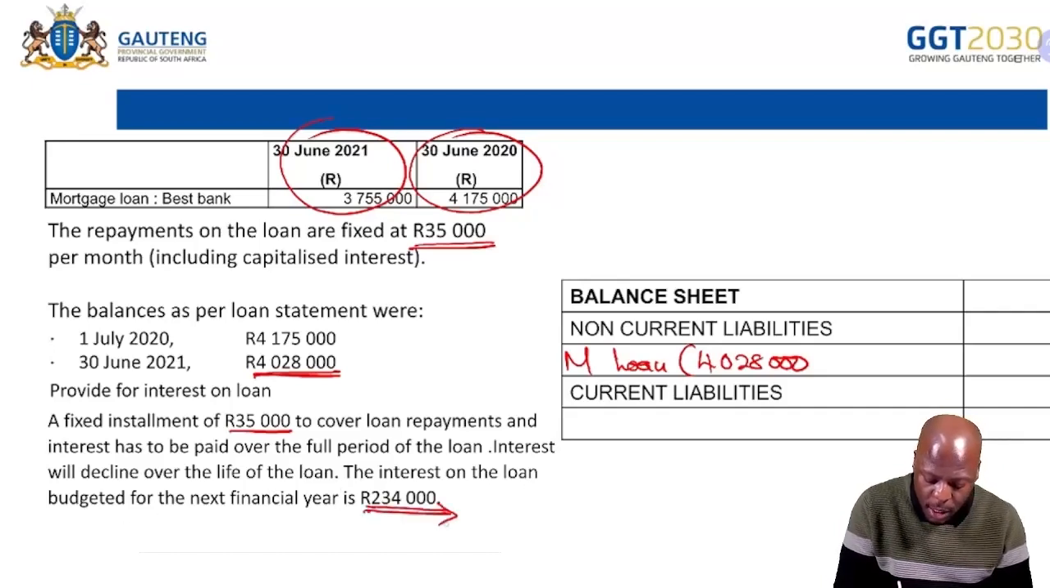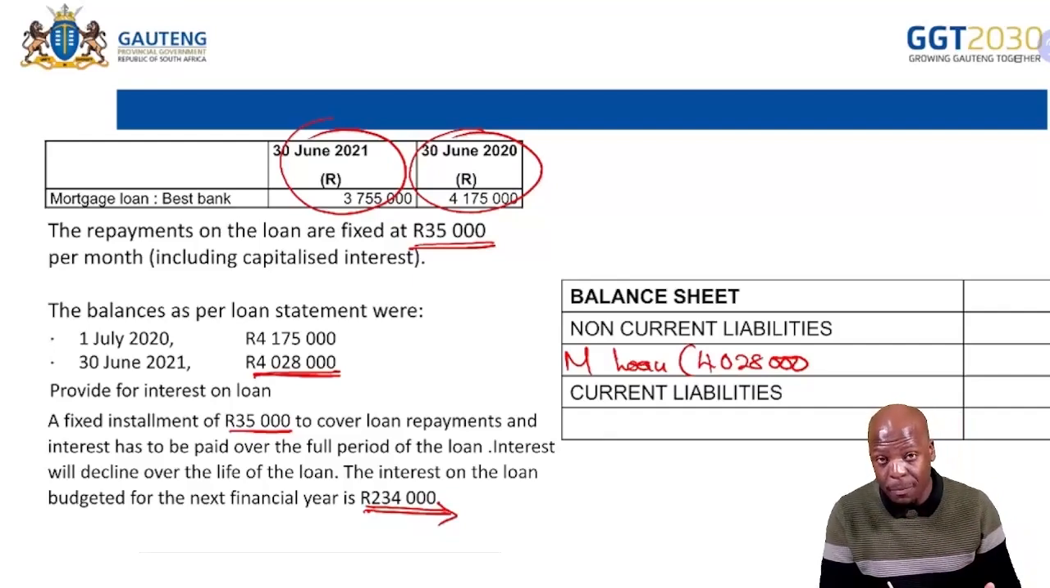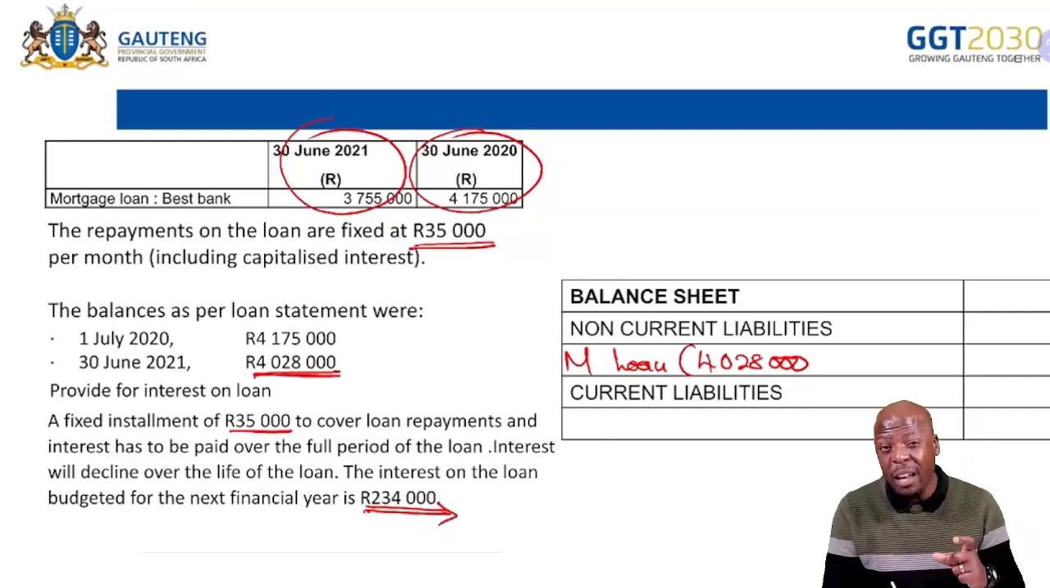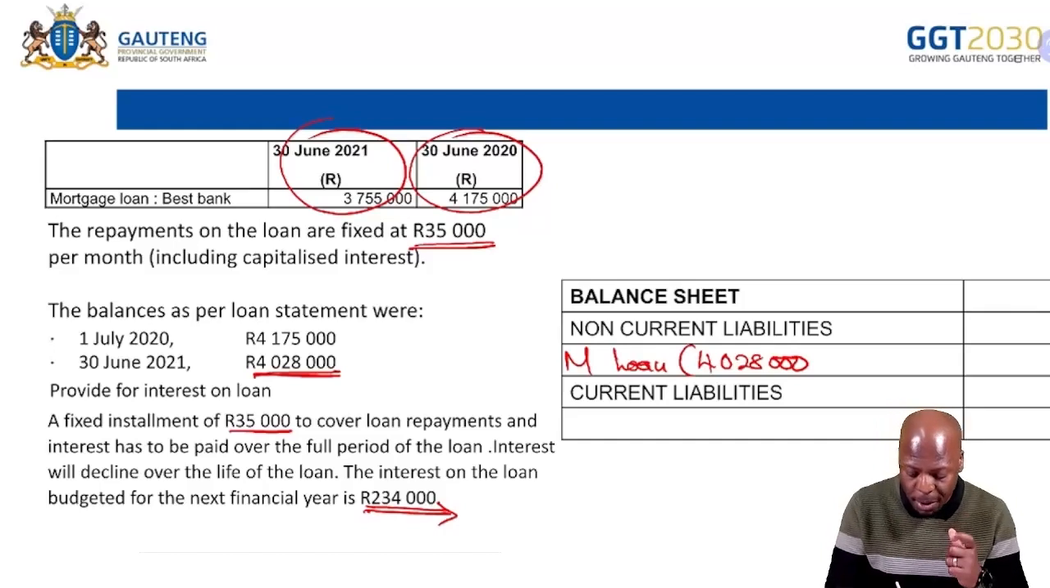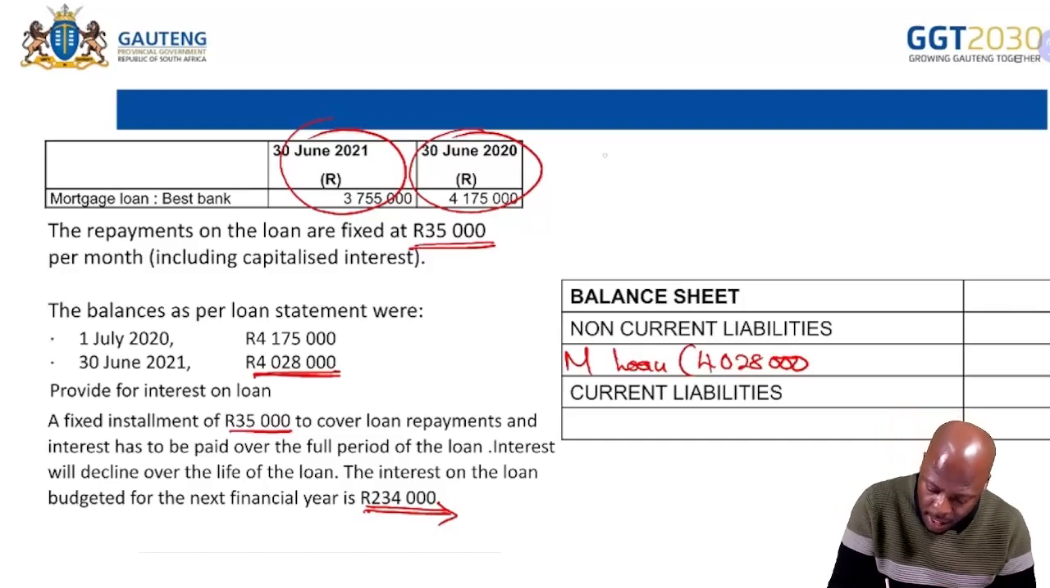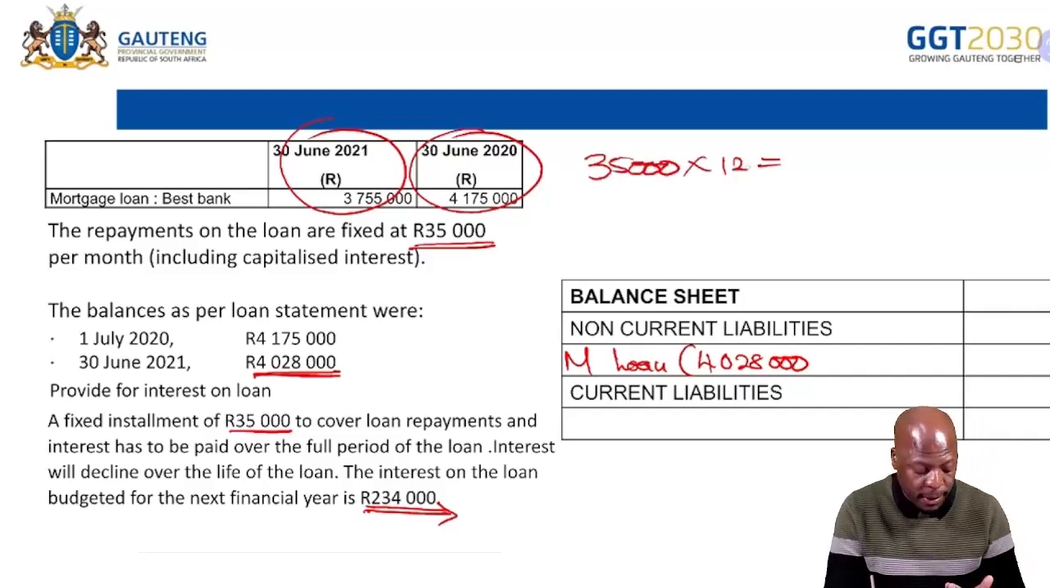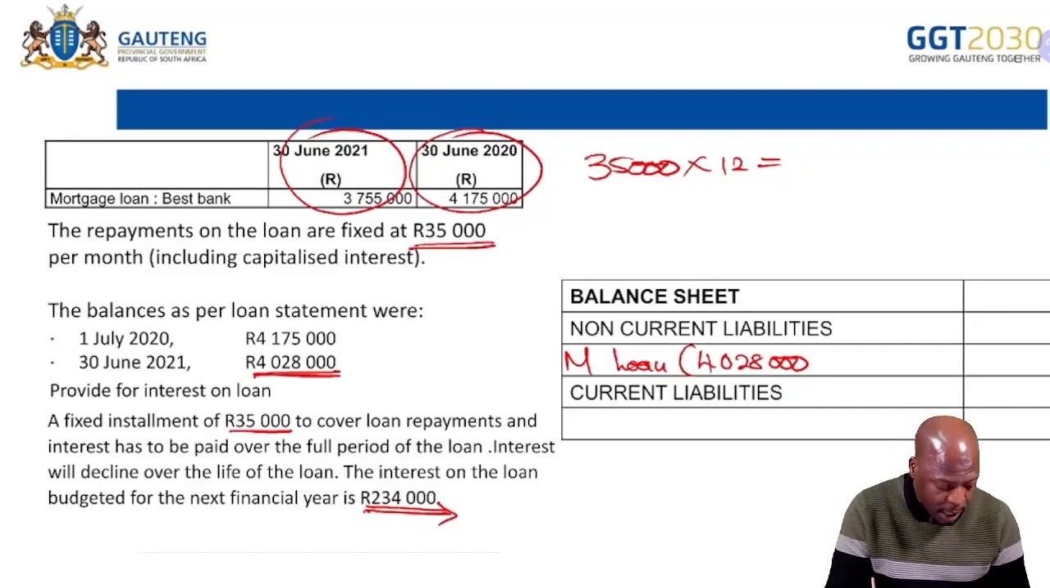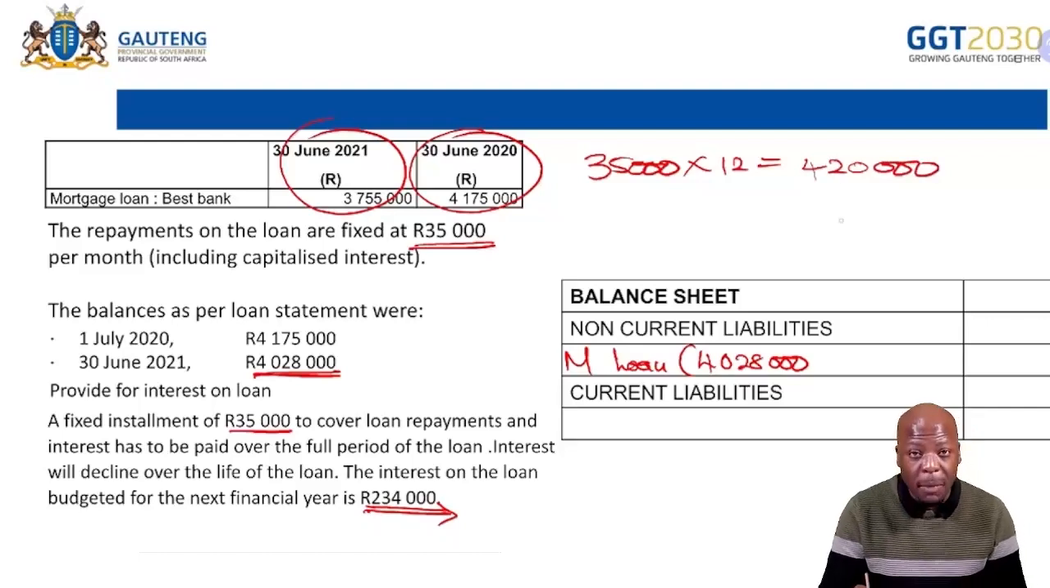So they're saying interest in the next financial period is going to be 234. But however, we're going to continue paying 35,000 per month. Our fixed monthly installments will remain fixed as they are. What does that mean? That means if I take my 35,000, which is my monthly repayment, I multiply by 12, which is the months in a financial year, I'm now going to get how much? 420,000. This is what I'm paying annually.